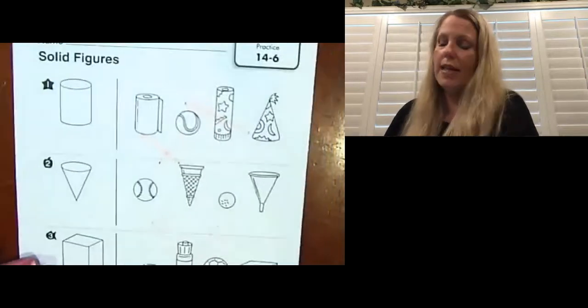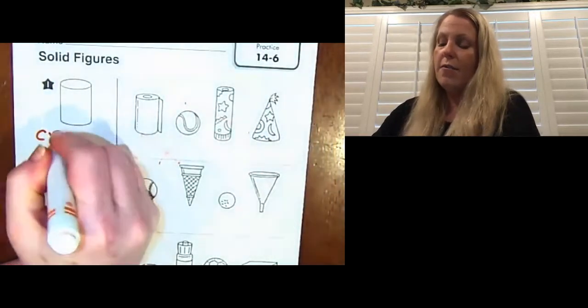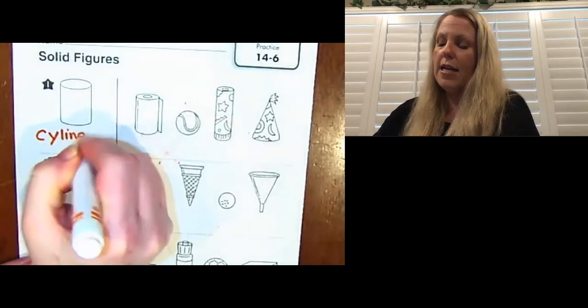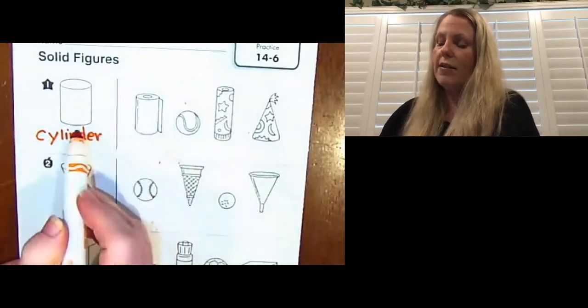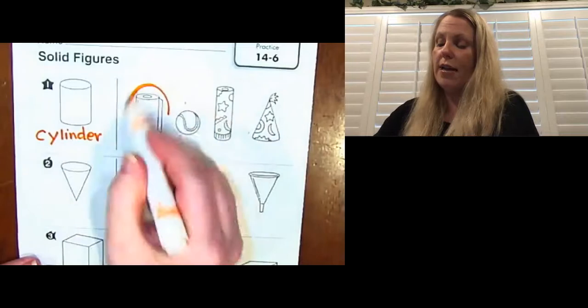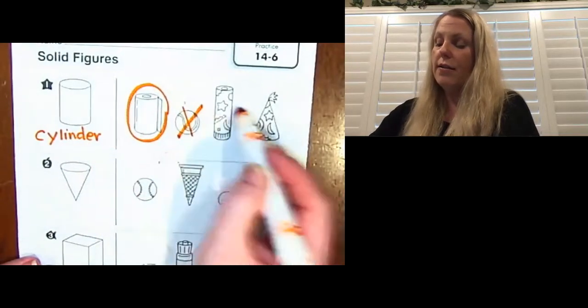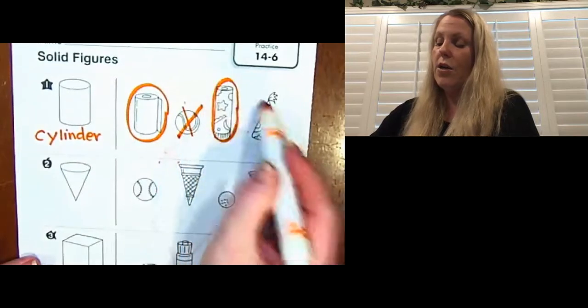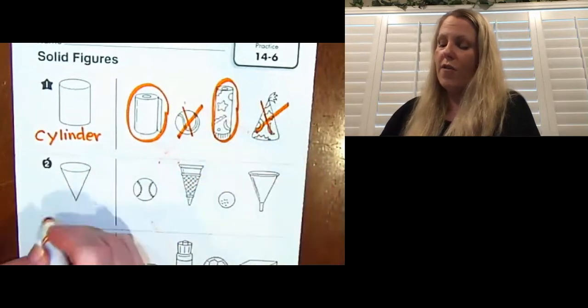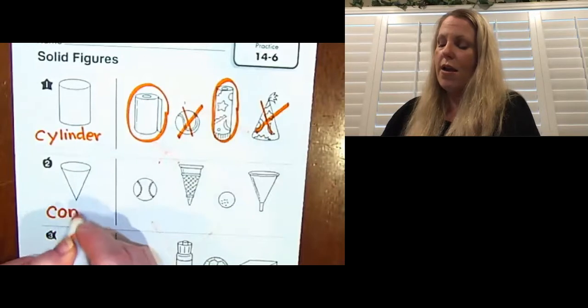Now I'm going to flip it over. And now we're going to look, and it says cylinder, C-Y-L-I-N-D-E-R. What else is a cylinder? A paper towel? Yes. What's this? A sphere. Cylinder, cone. Now we have cone, C-O-N-E.